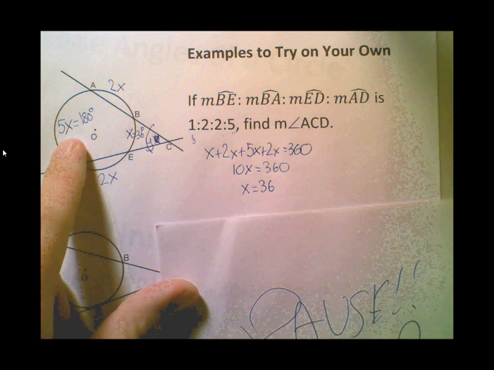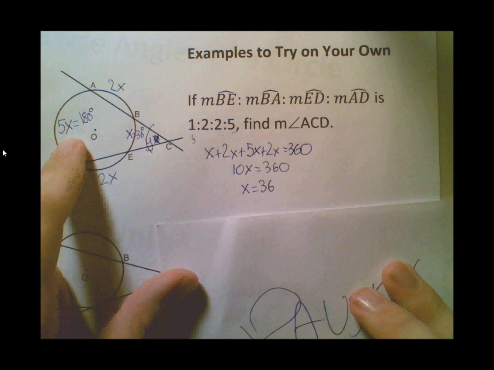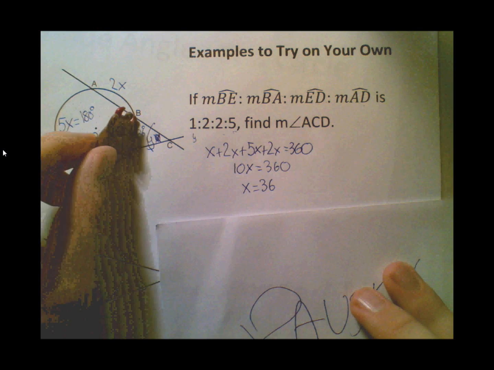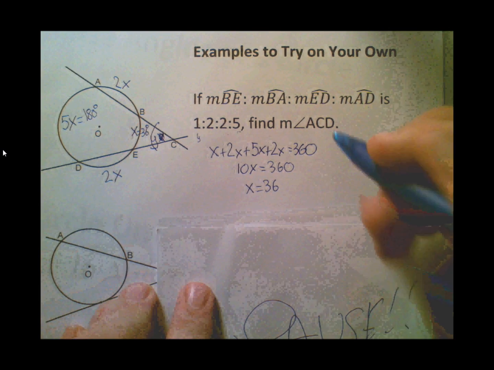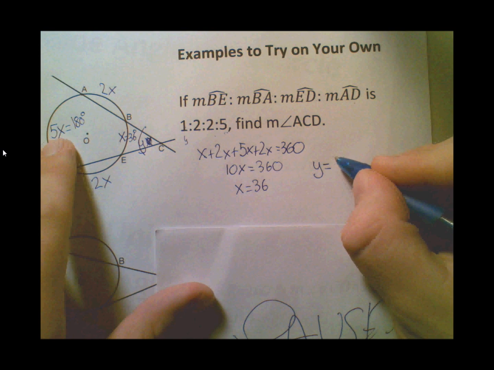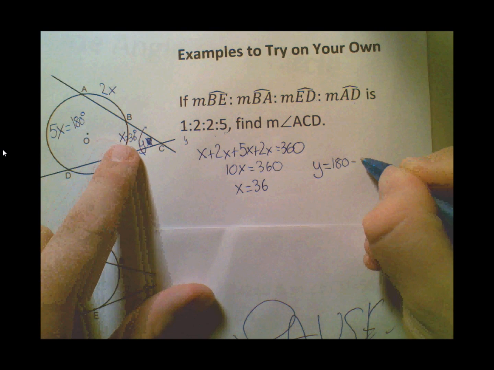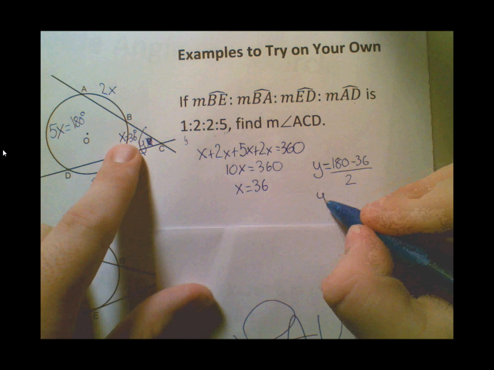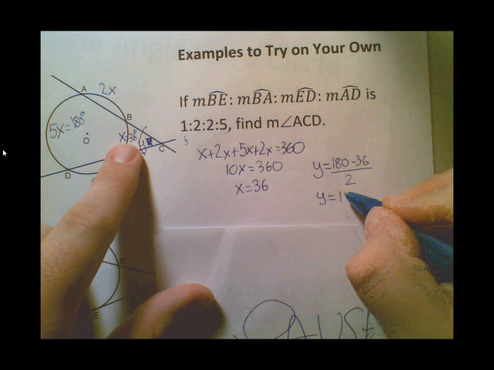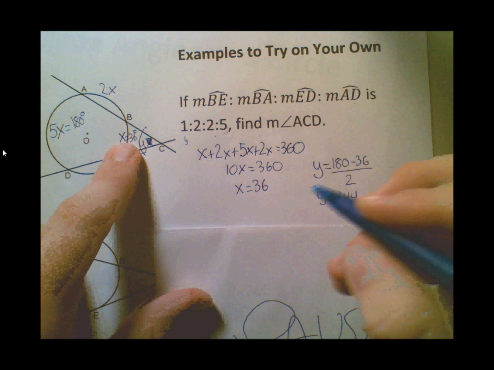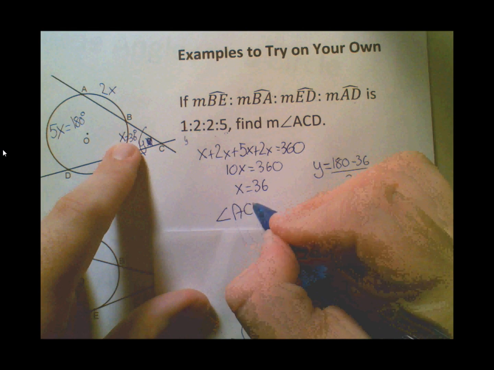Okay? Should be easy. Make sure you guys get it, okay? Now, Domo's going to walk across. He goes arc minus arc divided by 2. So we end up doing the angle y is equal to 180 minus 36 all over 2. So therefore I get y is equal to 144 divided by 2, which is equal to 72 degrees. So therefore I know that the measure of angle ACD equals 72 degrees.